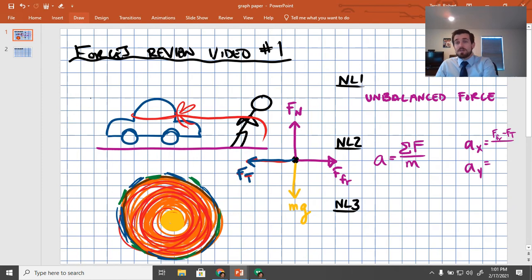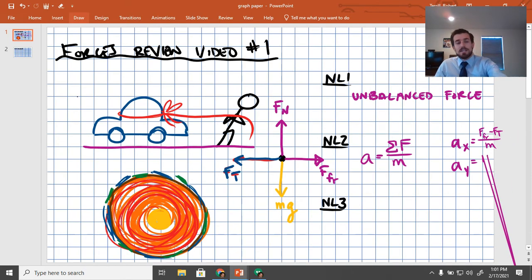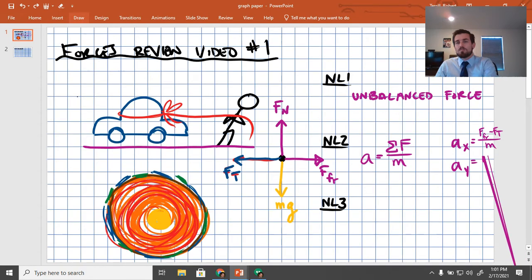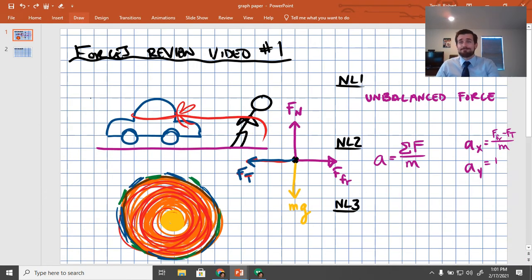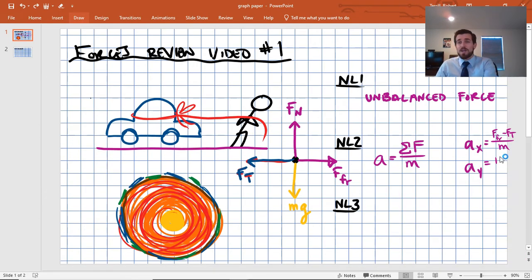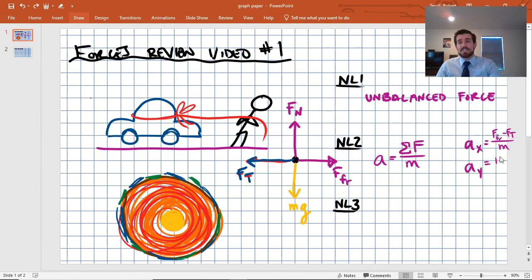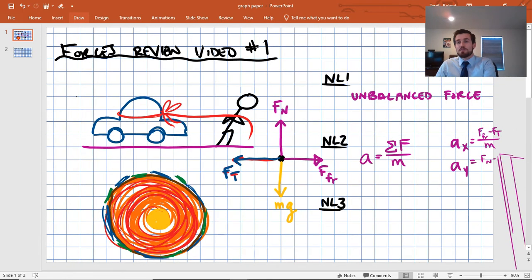I'll just keep trying, computer. I'm more stubborn than you are. Over the mass of the man. And if we're doing it in the y direction, it's only the ones that align with the y-axis. This is great. I hope you guys are enjoying this incredible video of watching me fight against the computer. Normal force minus the force of gravity.